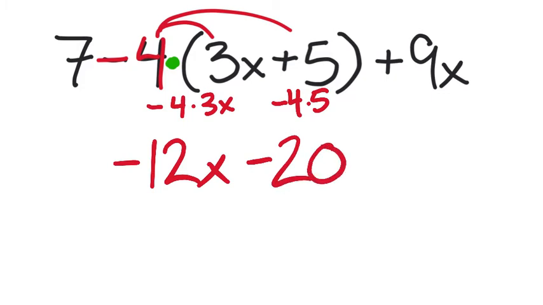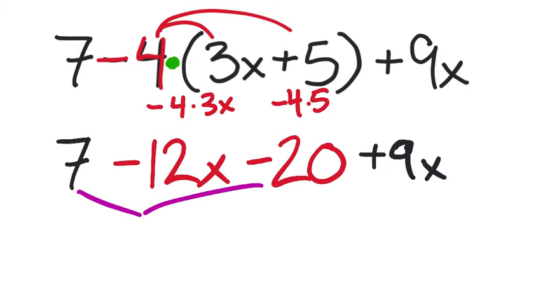The other values, since we didn't do anything with them, they just kind of drop. Okay, so we got 7 minus 12x minus 20, and you still have the plus 9x there. Now that we have it like this, it's pretty much the same type of problem that we saw on the bell work. We're just looking to combine like terms.